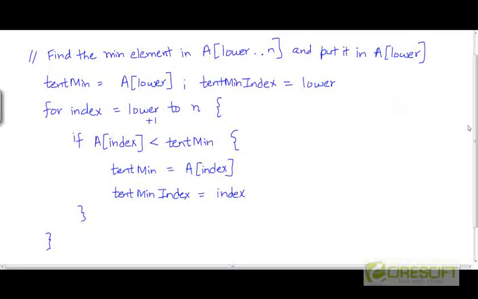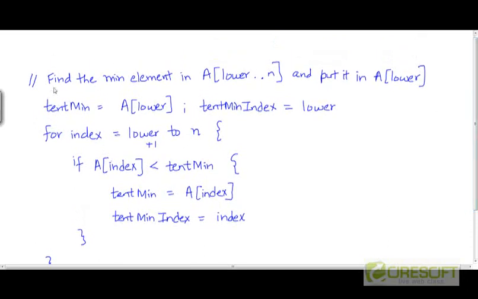What we need to do in this particular iteration is find the minimum element in the unsorted portion, which extends from index lower up to index n. And having determined the minimum element, we want to put it in the first location of the unsorted portion, which is A of lower. You probably all know how to find the minimum element in an array. Assume that the minimum element is tentatively A of lower itself.